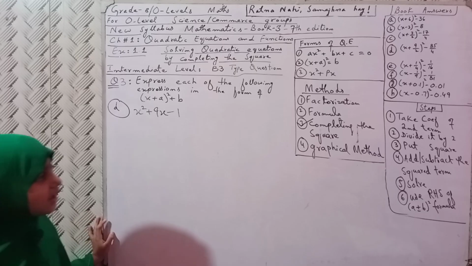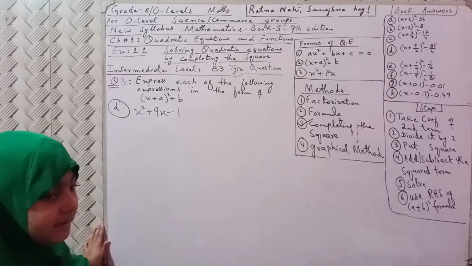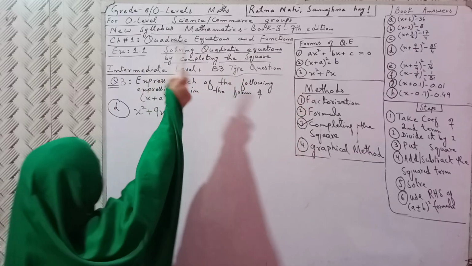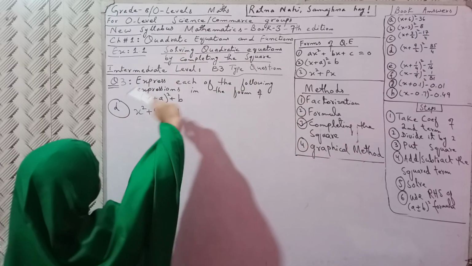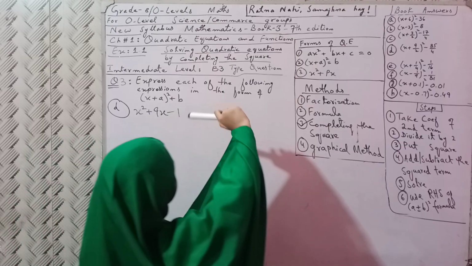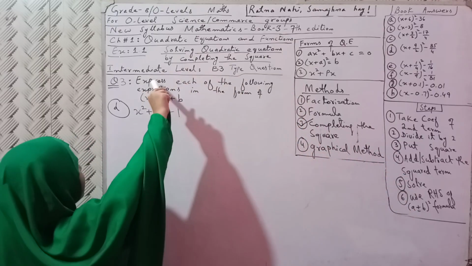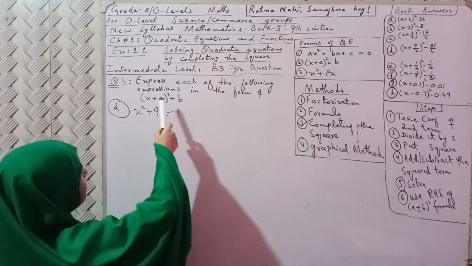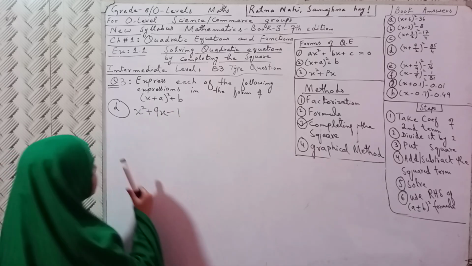Today we are going to learn grade 8 all elements for all level science commerce group, new syllabus mathematics book series 7th edition, chapter number 1 quadratic equation and functions. Exercise 1.1 solving quadratic equation by completing the square. Intermediate level B3 type questions.